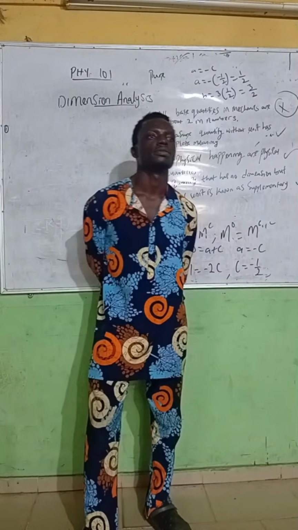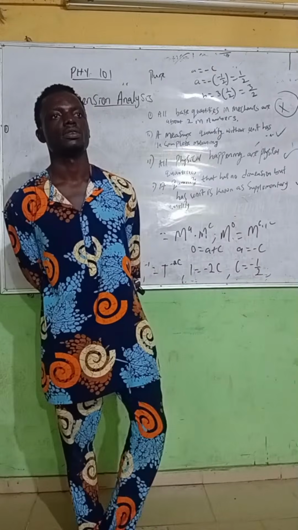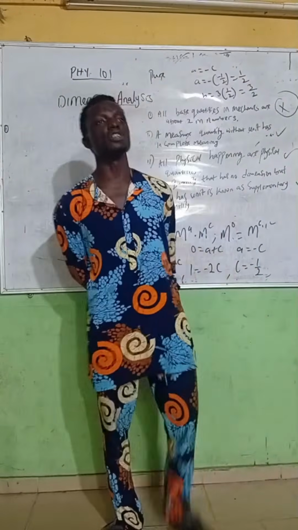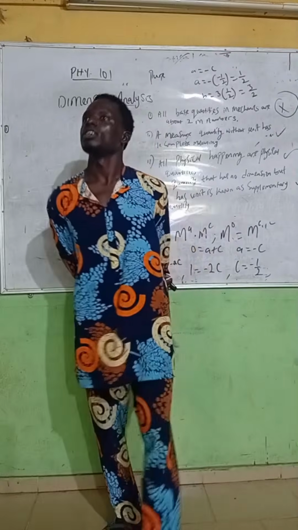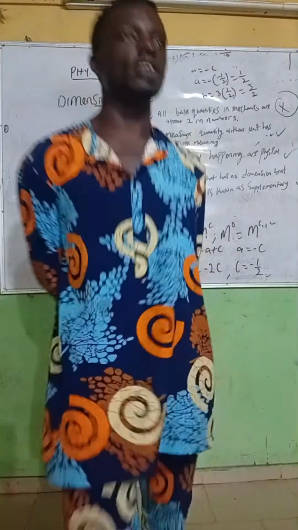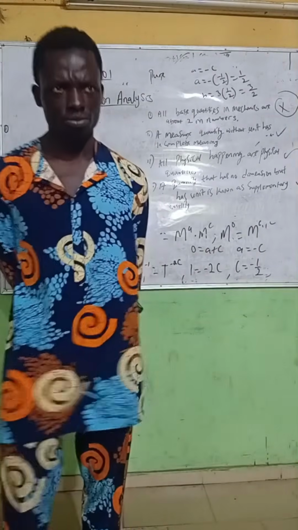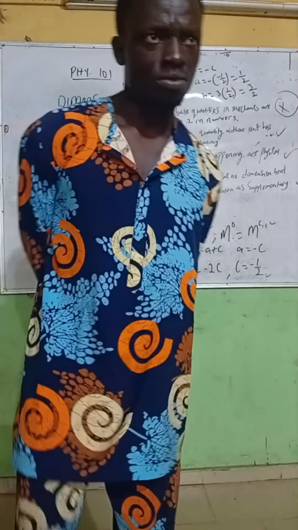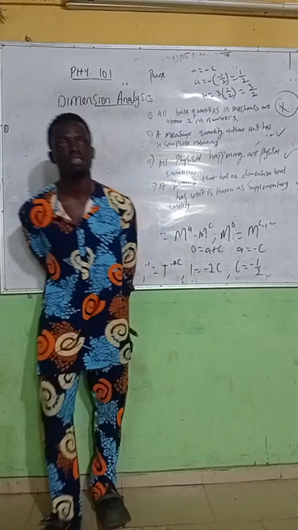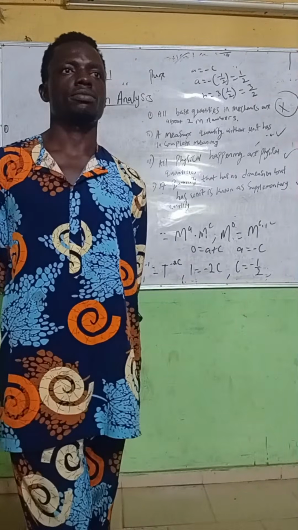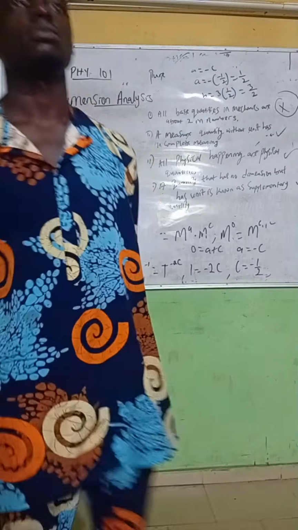The second one: dimensionless physical quantities do not have units. It's wrong because some quantities have units but no dimension, like radian and degrees. Their units are measured in degrees but they don't have dimension. So 2 is also wrong. The third one: the dimension of a physical quantity is the same as its unit of measurement. That's also wrong, the dimension is not the same as the unit.